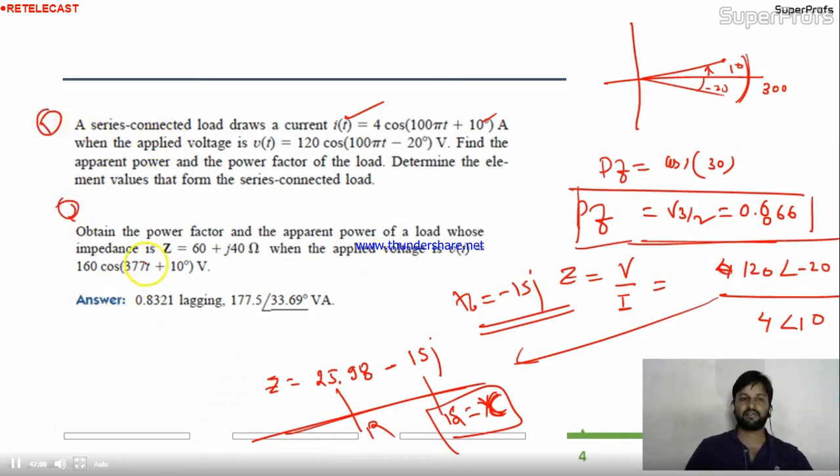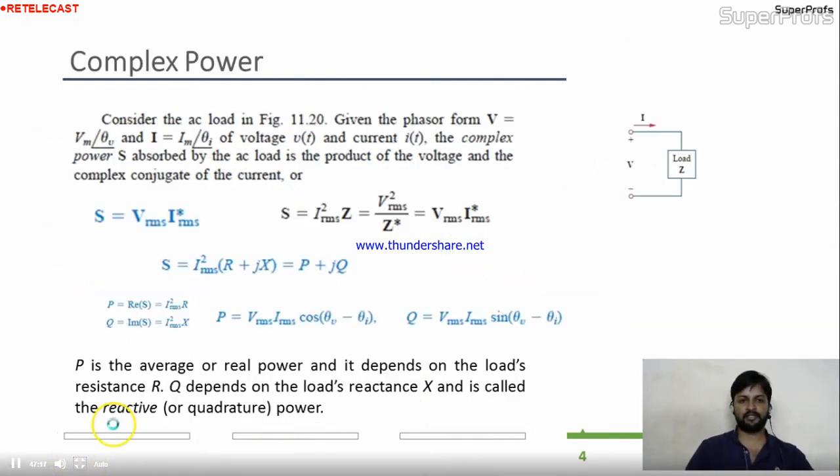Come to the second one. Obtain the power factor and the apparent power of the load whose impedance is given, and the impedance is 63 plus 40j ohm when the applied voltage is given. This is homework to you. The answers are given over here. You can cross check it.